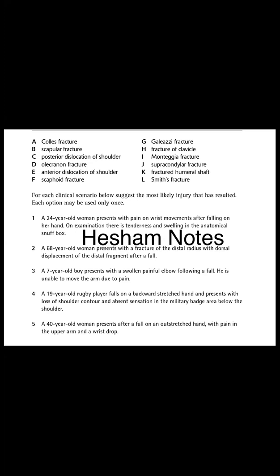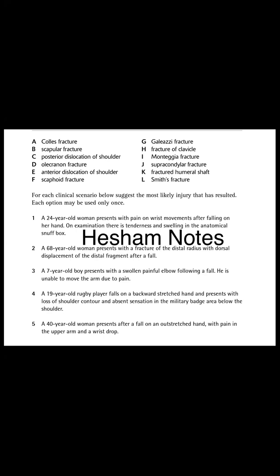A 19-year-old rugby player falls on a backward stretched hand and presents with a loss of shoulder contour and absent sensation in the military badge area below the shoulder. It is a history of surgical neck of the femur fracture. I said with dislocation shoulder, anterior, posterior dislocation of the shoulder. Posterior dislocation of the shoulder. No, anterior dislocation of the shoulder is common to injure the axillary nerve.